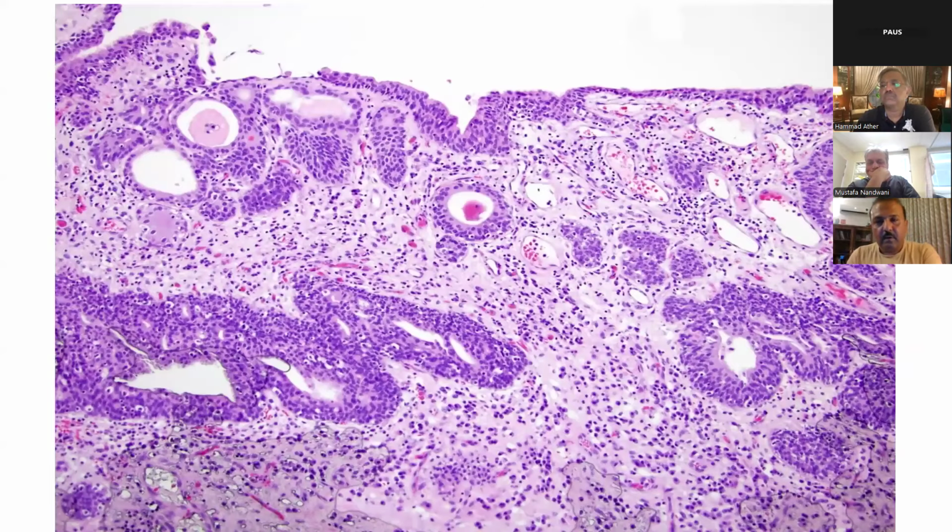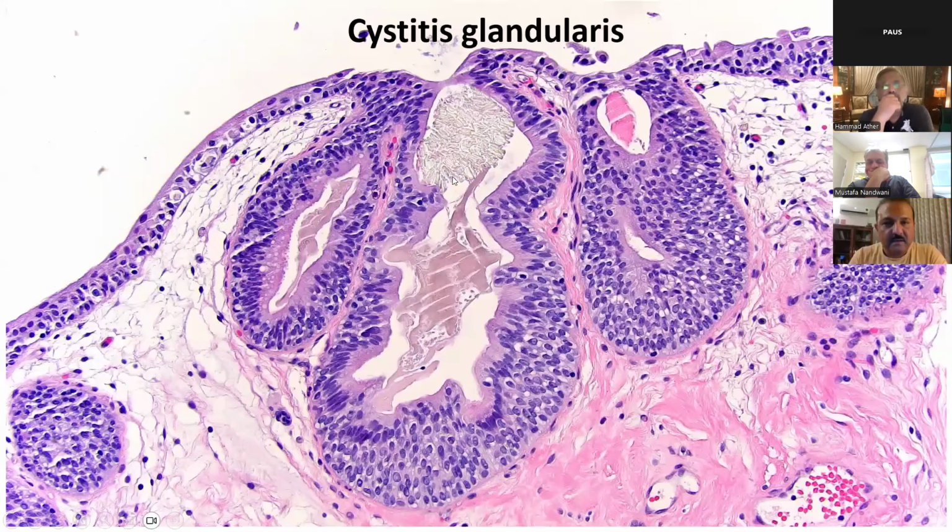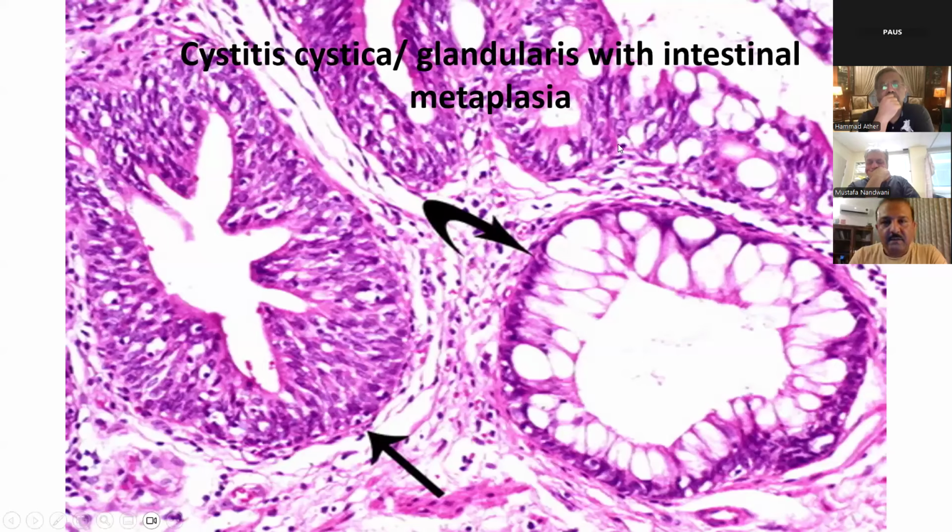And when these von Brunn's nests become more in number, they become more cystic. So we have a terminology for that. It's called cystitis cystica. And when this cystitis cystica undergoes glandular formation with a glandular columnar kind of lining, this is called cystitis cystica glandularis. And sometimes this acquires goblet cells in it, and therefore we use the term cystitis cystica glandularis with intestinal metaplasia. Many times there is a whole spectrum of all these lesions together.